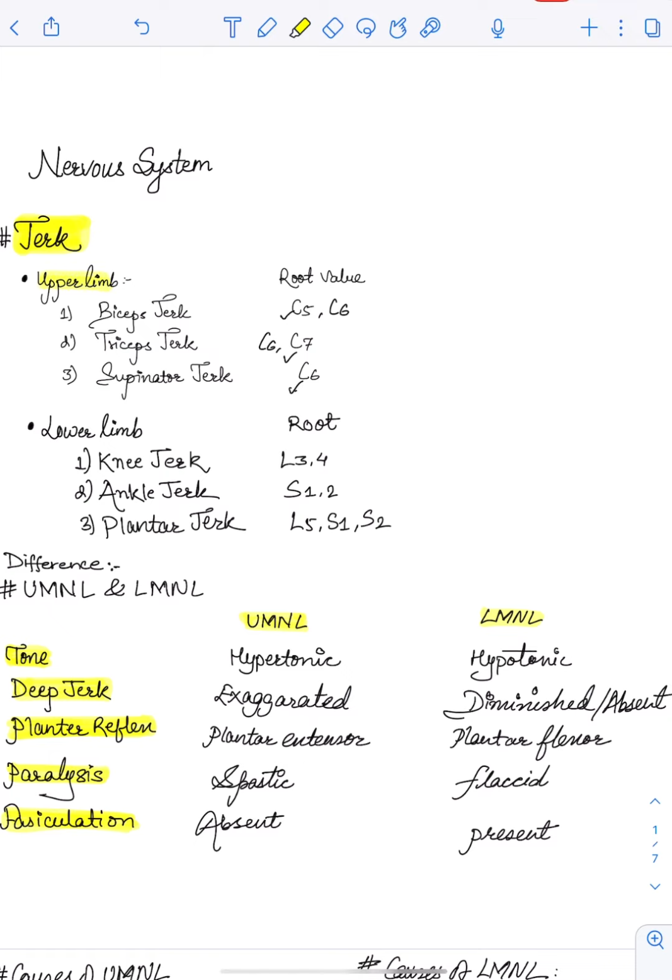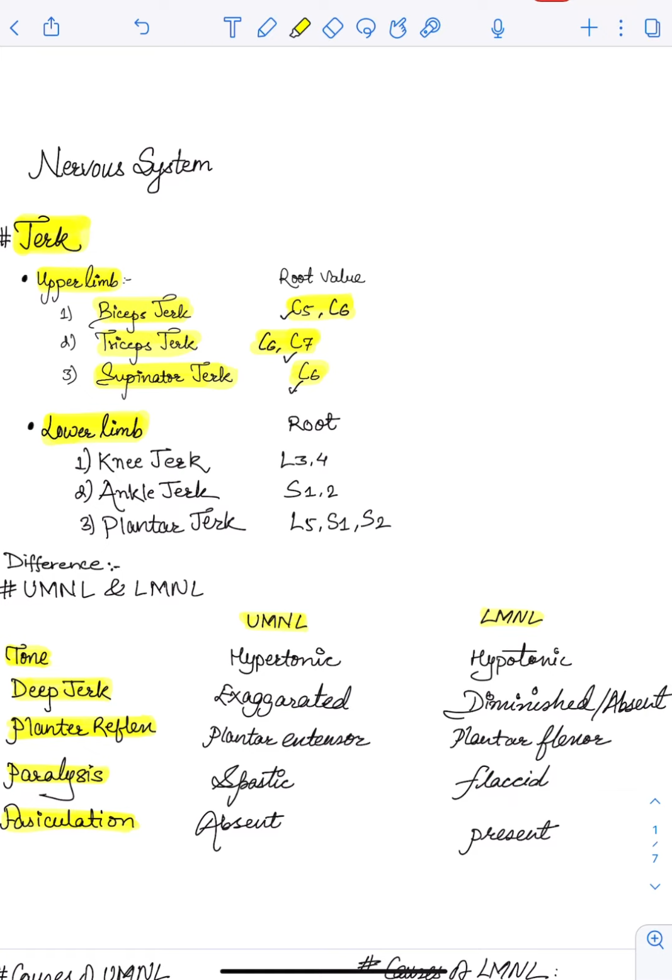There are various jerks, like upper limb and lower limb jerks, which you must know as an MBBS student. Biceps jerk, triceps jerk, and supinator jerk. The root value of biceps jerk is C5, C6. If you want to say a single one, that's C5. Triceps jerk is C6, C7, single is C7. Supinator jerk is C6. So it's easy to remember: biceps C5, triceps C7, and supinator C6.